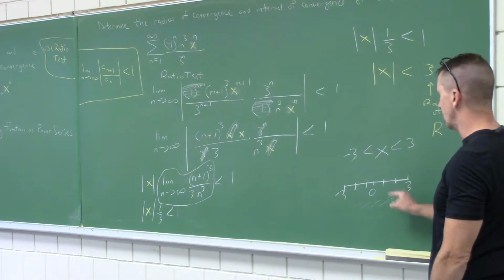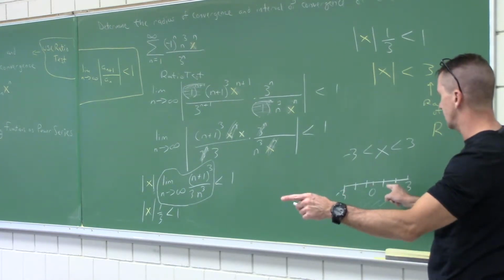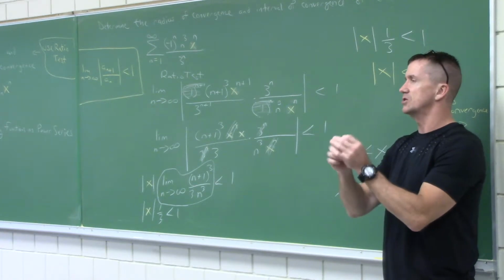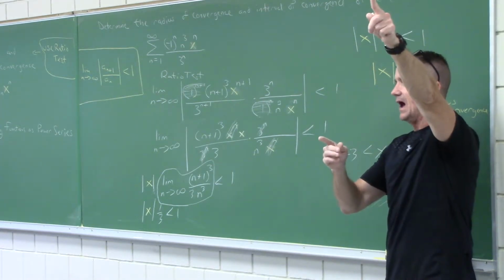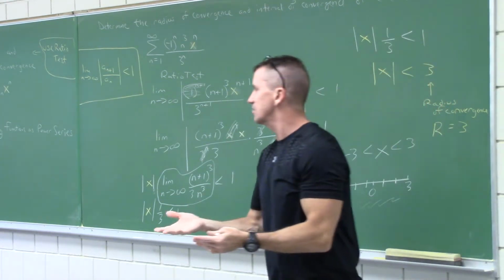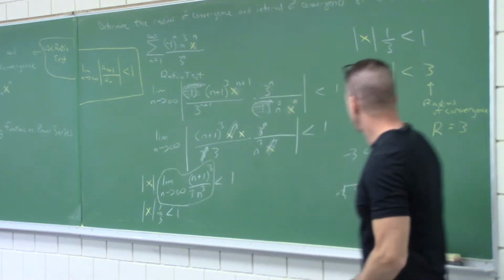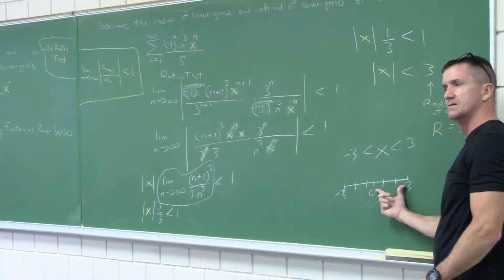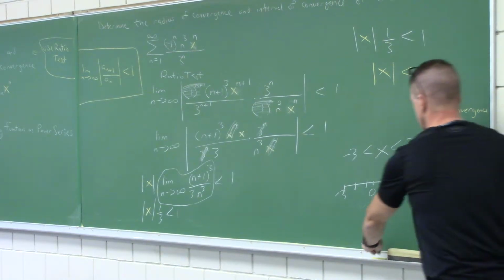Cool. But do you notice what I mean by radius? Like the radius of a circle, you go from the center out. Let me say that again. Radius of a circle, you go from the center out. So if you go from the center out, what's the distance? 3.